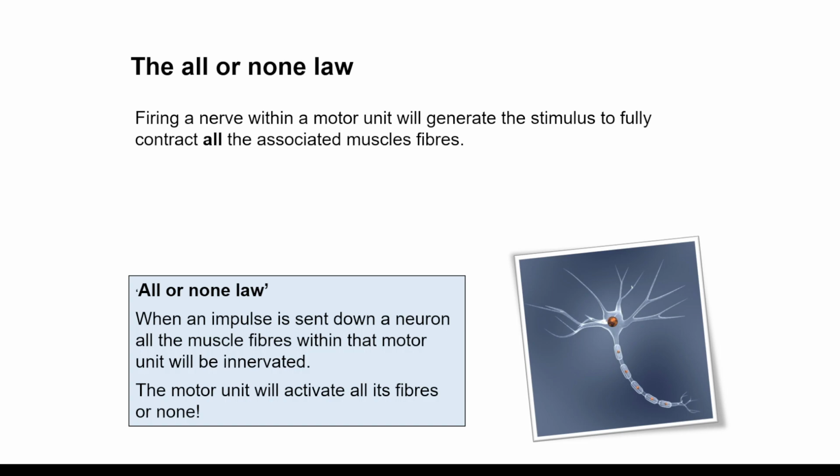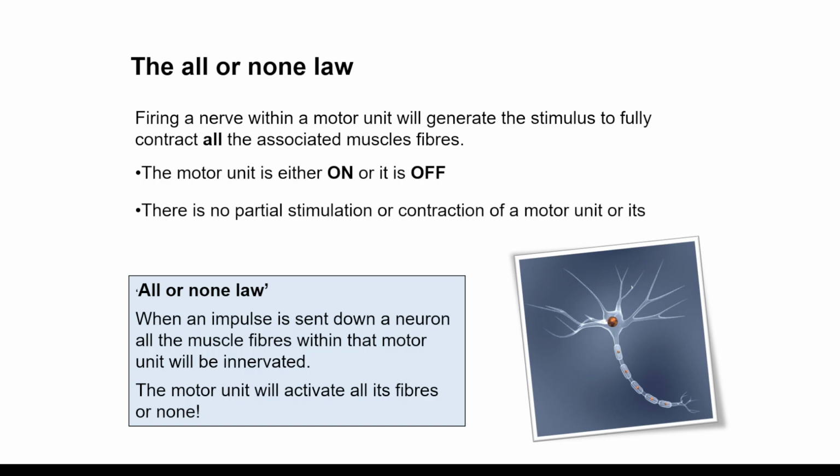As that electrical signal comes down, it has to be able to go through all of those little tentacles to stimulate the muscle, because we can't just partially contract a muscle but not stimulate another part of it. So the body will either see that as it's on or it's off. So as it says there, the motor unit is either on or off. There's no partial stimulation or contraction of a motor unit or its fibers.